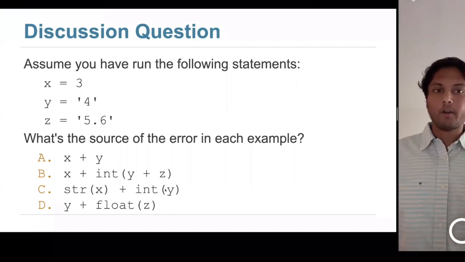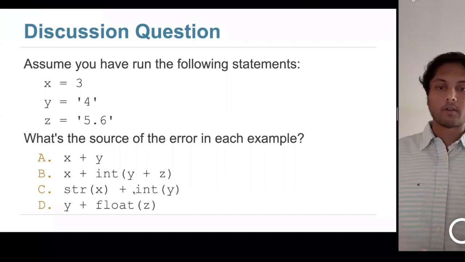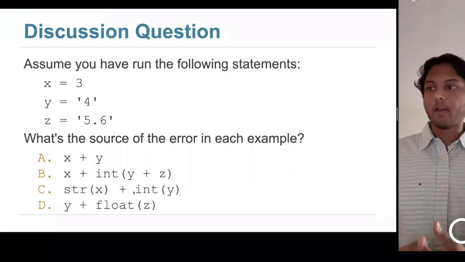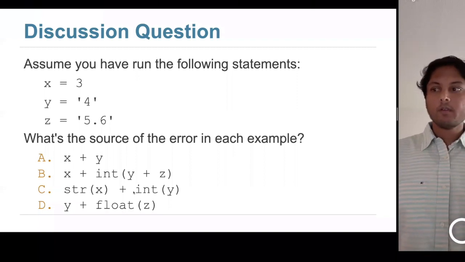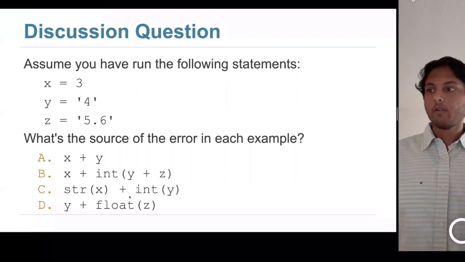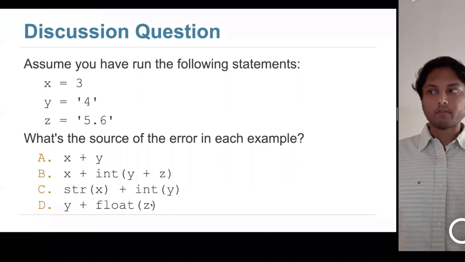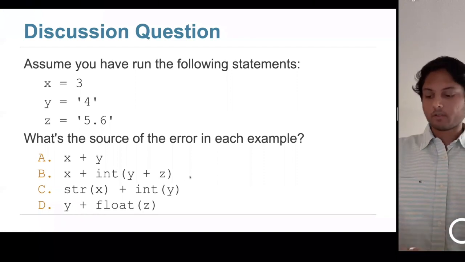So that's really important here. The int of Y, that's actually totally fine. String of X, totally fine. But adding them together, that's where the problem comes. And then lastly, how about D? D can't add a string and a float. Yep, so that one's totally correct. Everyone's getting that one. Yep, so float of Z, this is totally fine. You're going to get 5.6 as a float. But then Y is still a string here, so can't do that. Cool, nice, good job.